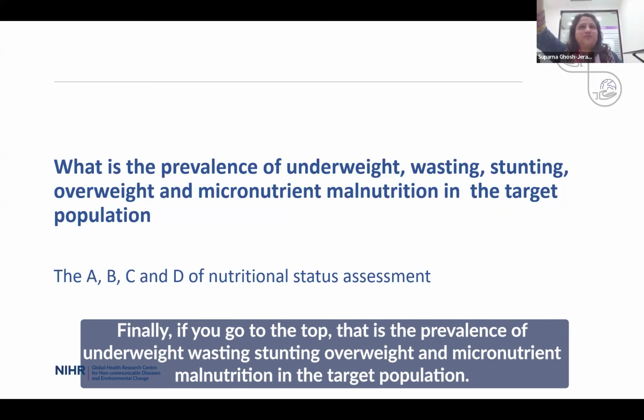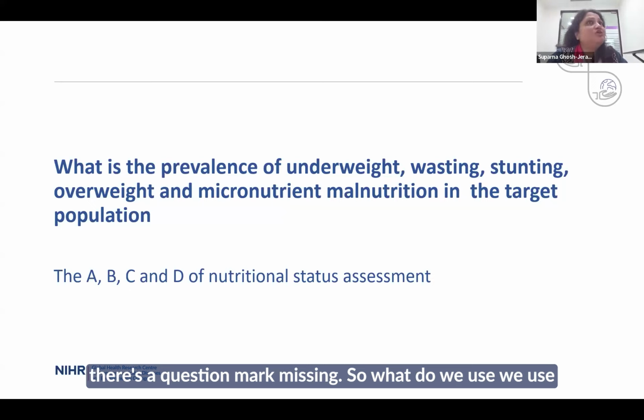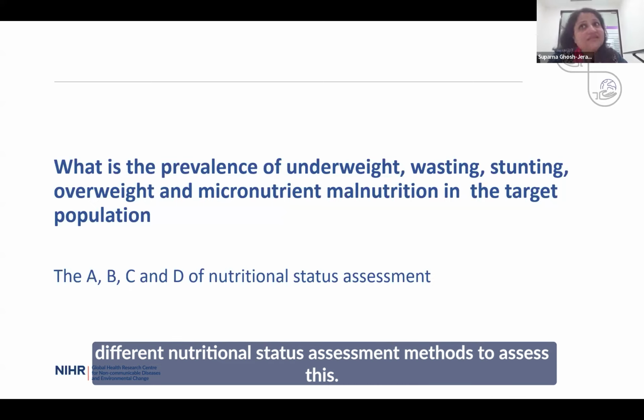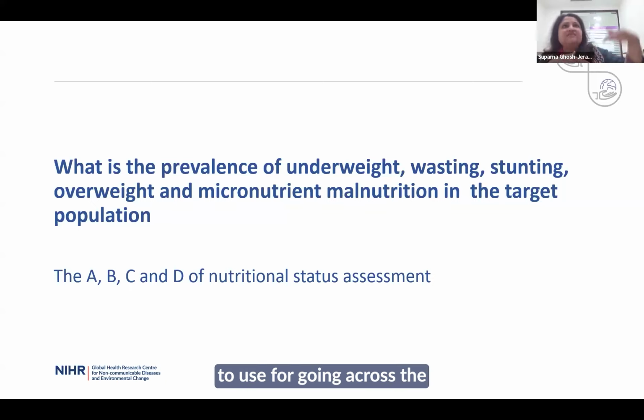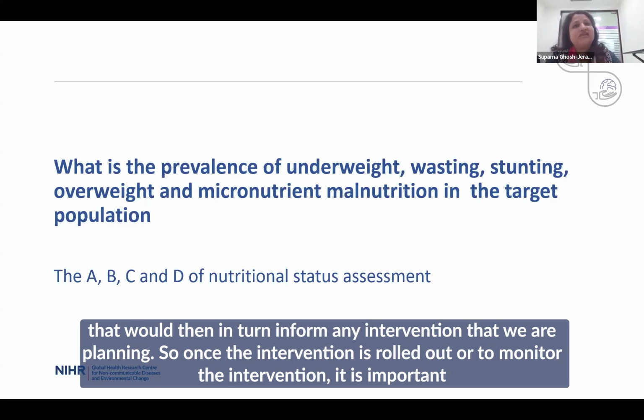Finally, if you go to the top, that is the prevalence of underweight, wasting, stunting, overweight, and micronutrient malnutrition in the target population. There's a question mark missing. So what do we use? We use different nutritional status assessment methods to assess this prevalence. So as you understand, our lecture was on methods and measures to use for going across the food systems assessment that would then in turn inform any intervention that we are planning.